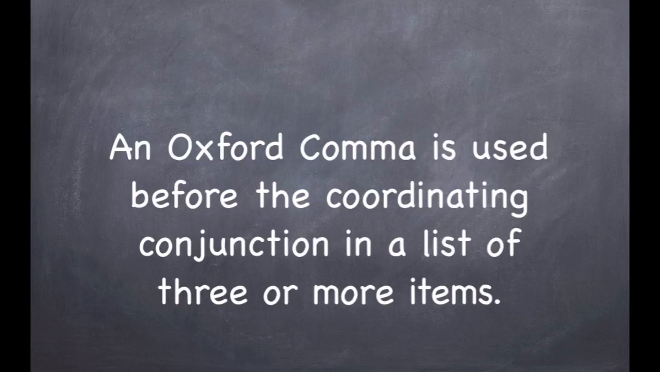To define it, an Oxford comma is used before the coordinating conjunction in a list of 3 or more items. An Oxford comma is also called a serial comma because it's utilized in a list of items or a series of words. I have the same sentence up here, but one uses the Oxford comma and one does not, and I'm going to show you how it can leave room for confusion.